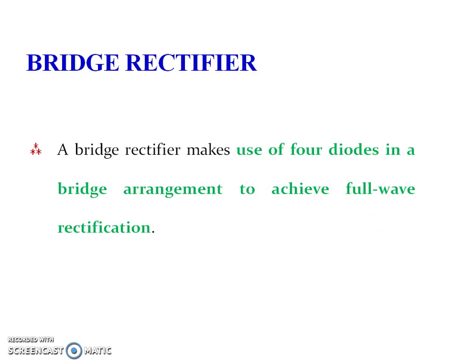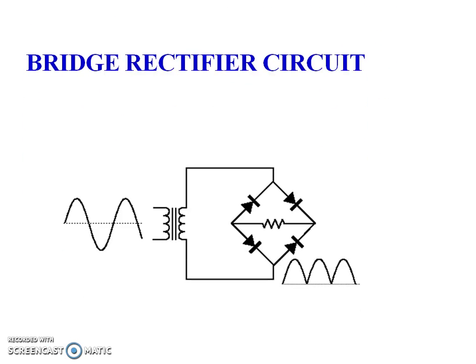Now we come to the bridge rectifier. A bridge rectifier makes use of 4 diodes in a bridge arrangement to achieve full wave rectification. Here you can see this is an input waveform. There is a transformer used here, and the 2 terminals of the secondary of the transformer are connected to the diagonally opposite edges, and the load is connected to the other 2 diagonally opposite edges. This is the output of the bridge rectifier that we get.